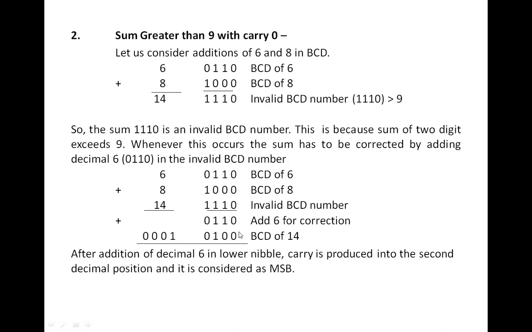So what we are getting is 0, 110, 111, and 110, and one carry is generated. So this will be representing 1, and this will be representing 4. Now this is the correct BCD form. This is an invalid form, but this is a valid form. And to make the form valid, that is why we are going to add decimal 6 to that. So after addition of decimal 6 in the lower digit, a carry is going to be produced into the second decimal position, and it is considered as the most significant bit of that.